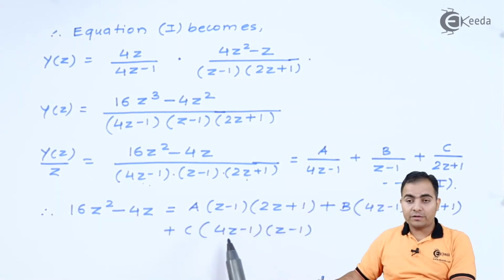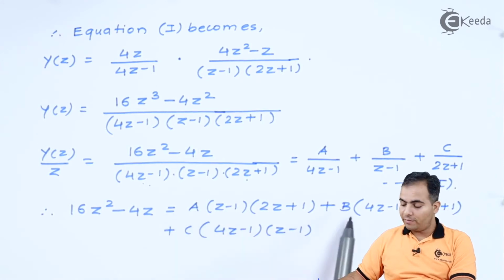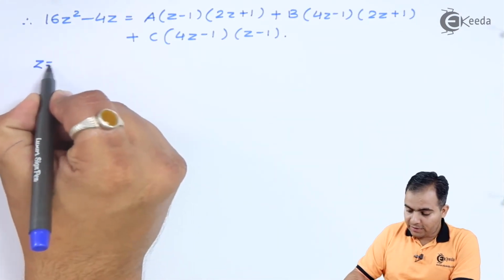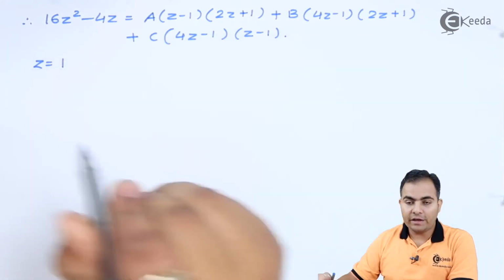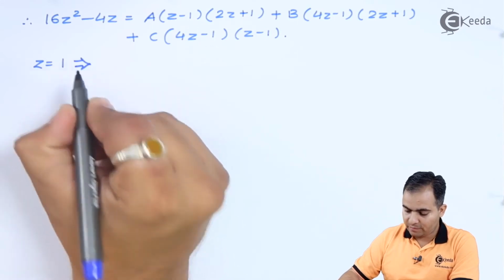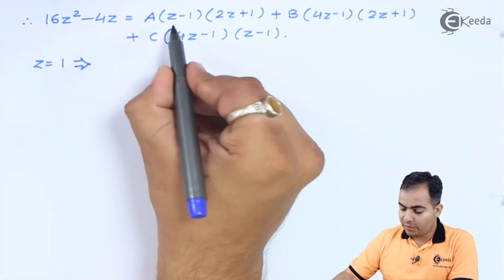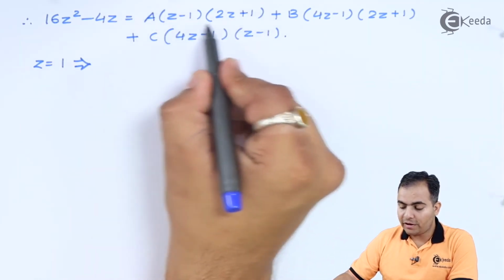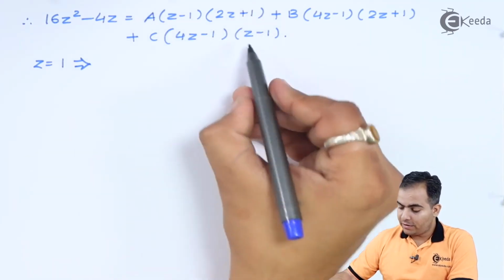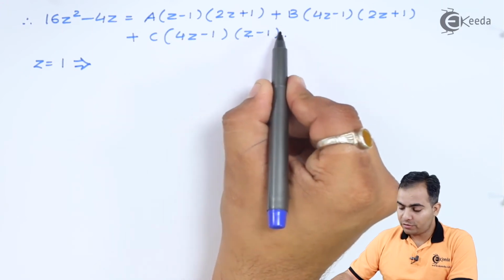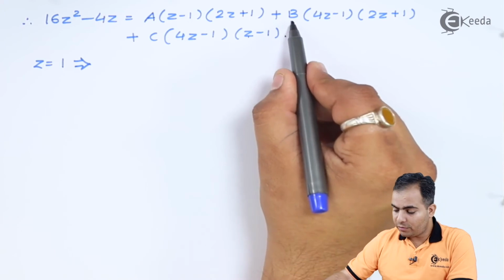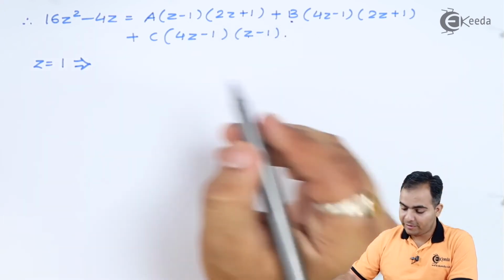Now here I'm going to substitute different values of z, so that you will get the answer for A, B, C constants. Now I'll substitute z equals to plus 1 in this equation. If I substitute z equals to plus 1, then look at it, 1 minus 1 is 0, so automatically this whole A product term is replaced by 0. Look at here, 1 minus 1 becomes 0, so the whole C product term is replaced by 0, so you will get only the answer for B.